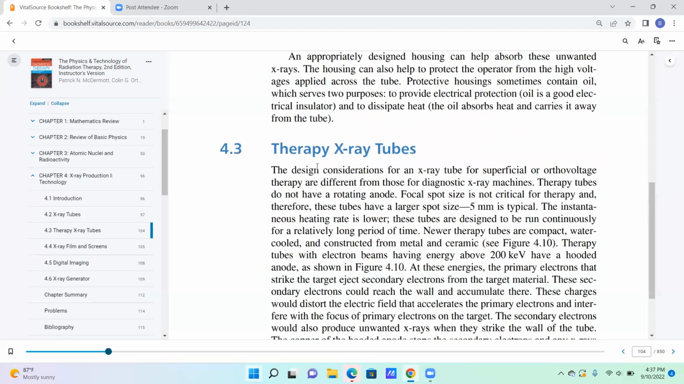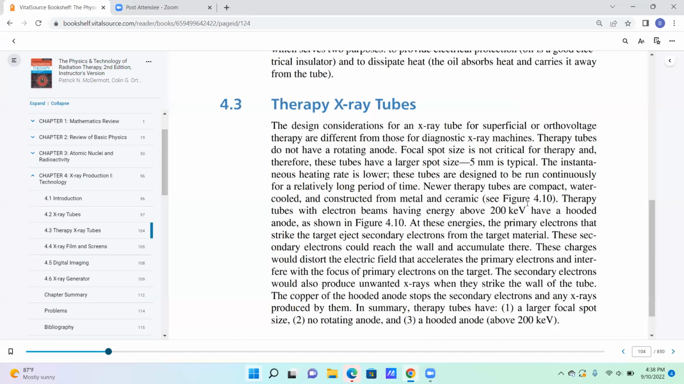So the design considerations for an X-ray tube for superficial or orthovoltage therapy are different from those of diagnostic. Therapy tubes do not have a rotating anode, and the focal spot size is not critical for therapy, and therefore these tubes have a larger spot size. The instantaneous heating rate is going to be lower, so these tubes are designed to be run continuously for a relatively long period of time.